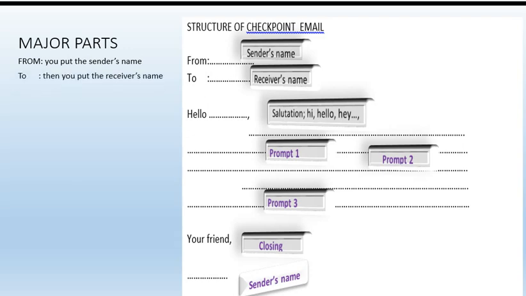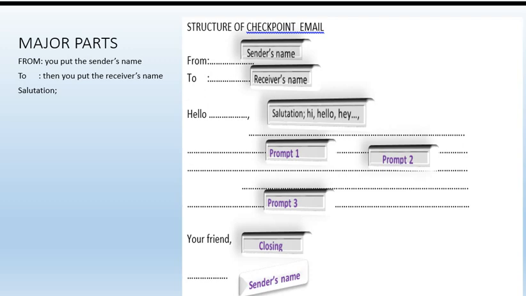After that, you go to To. You write To, colon, then you put the receiver's name. Of course, for Checkpoint, they give you the name of the receiver, that is the person that you're sending your email to. Then from there, you go straight to salutation. What you mean by salutation is a kind of greeting.